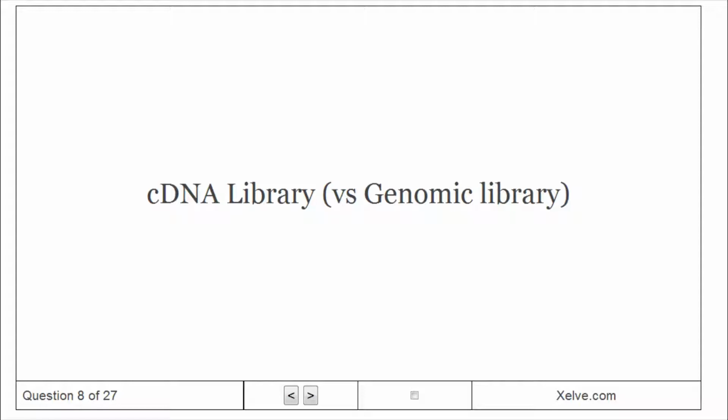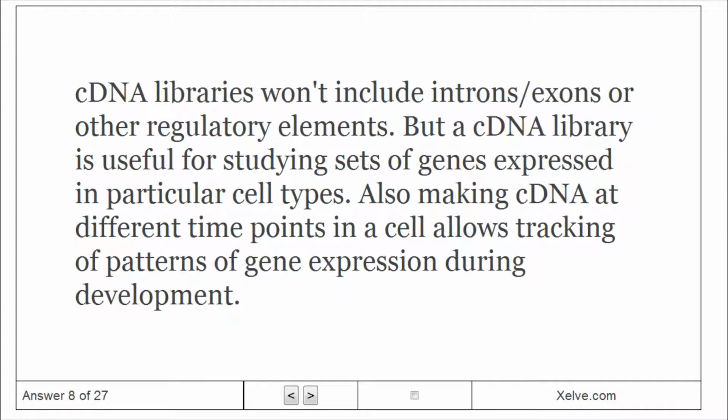cDNA library versus genomic library. cDNA libraries won't include introns or other regulatory elements, but a cDNA library is useful for studying sets of genes expressed in particular cell types. Also, making cDNA at different time points in a cell allows tracking of patterns of gene expression during development.